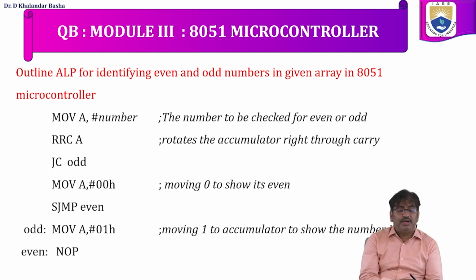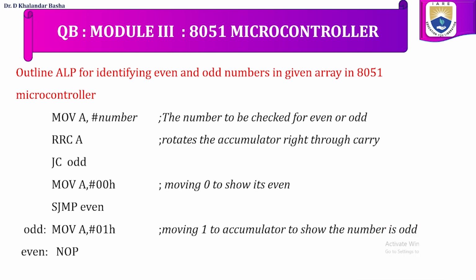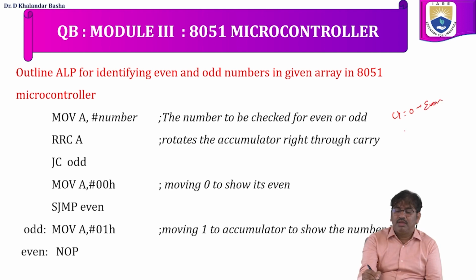Outline ALP to identify even or odd numbers in a given array in 8051 microcontroller. For finding out whether the given number is even or odd, rotate the contents towards right side by 1 bit. That particular bit will be moved to carry flag. If carry flag is equivalent to 0, we'll consider this as an even number. If carry flag is equivalent to 1, we'll consider the data as odd.